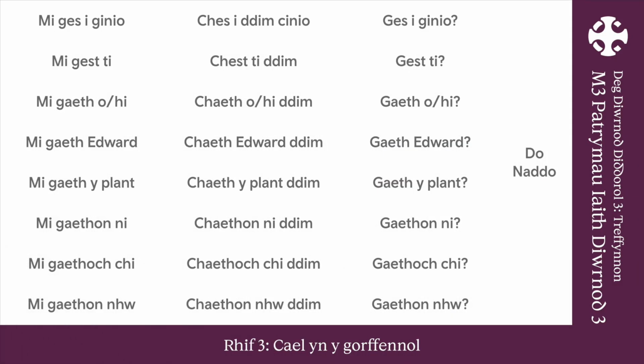Mi ges i ginio. Ges i ddim cinio. Ges ti ginio? Mi ges ti. Ges ti ddim. Ges ti? Mi gaeth o. Mi gaeth hi. Chaeth o ddim. Chaeth hi ddim. Gaeth o. Gaeth hi. Mi gaeth Edward. Mi gaeth y plant. Chaeth Edward ddim. Chaeth y plant ddim. Gaeth Edward. Gaeth y plant.